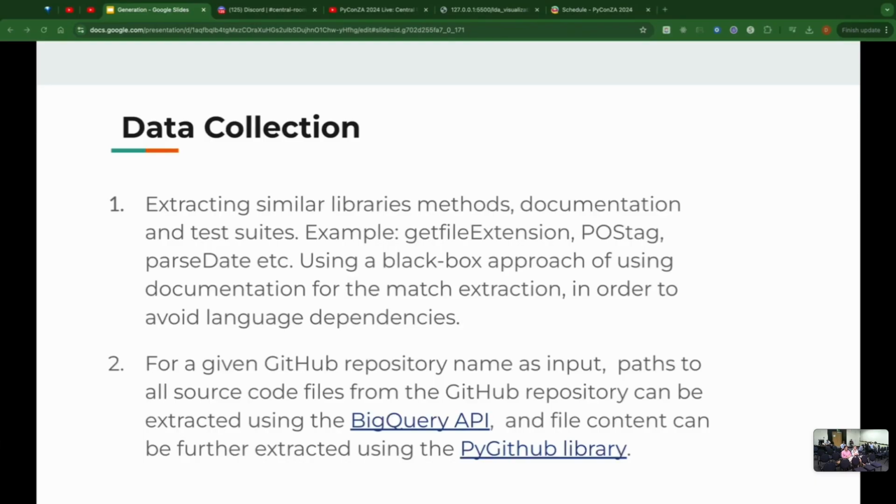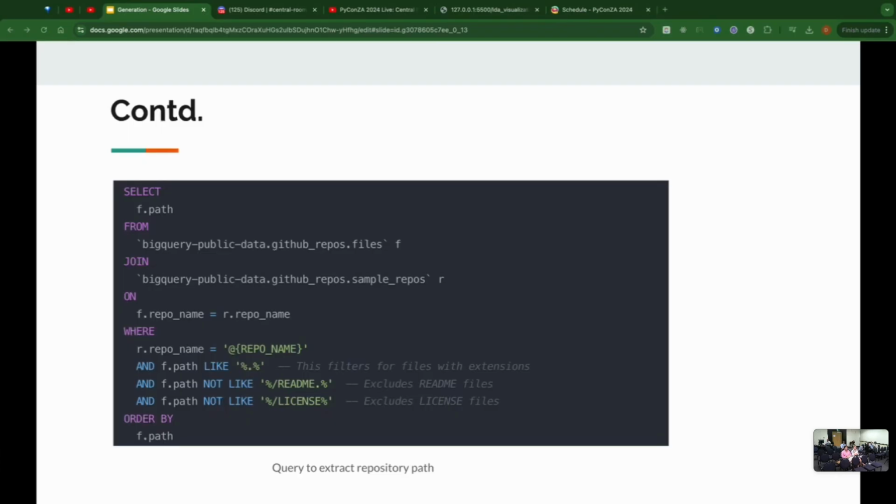With the BigQuery API, we have to use a SQL query, and this is how the query would look. In this case, we can see this particular file which will be used in order to extract the data, and we can add the repo name here.